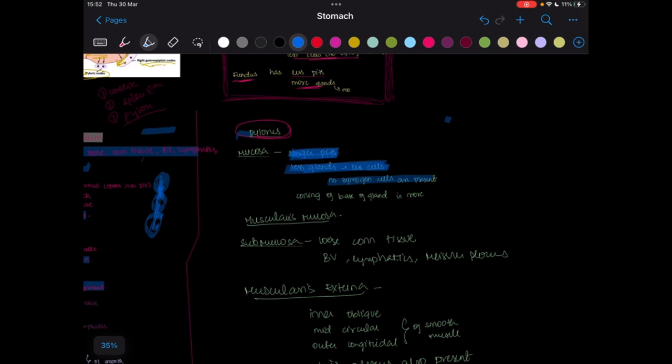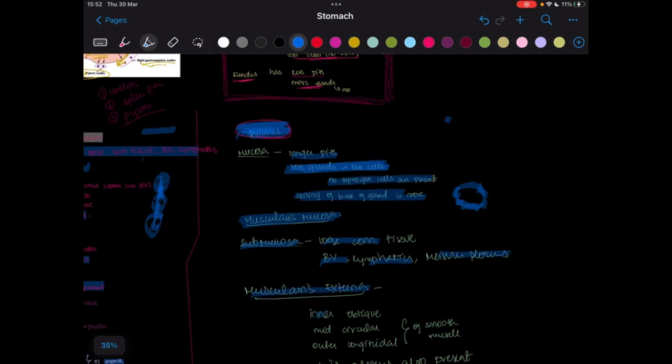Coiling of the base of the gland is more. So if suppose this is a gastric gland, the coiling at the base of the gland is more in the case of the pylorus. So just remember it, the pylorus has more pits, or longer pits, and fewer cells, whereas in the fundus you have more cells but smaller pits. So here also you have the muscularis mucosa, and the submucosa has loose connective tissue, blood vessels, lymphatics, and the Meissner's plexus.